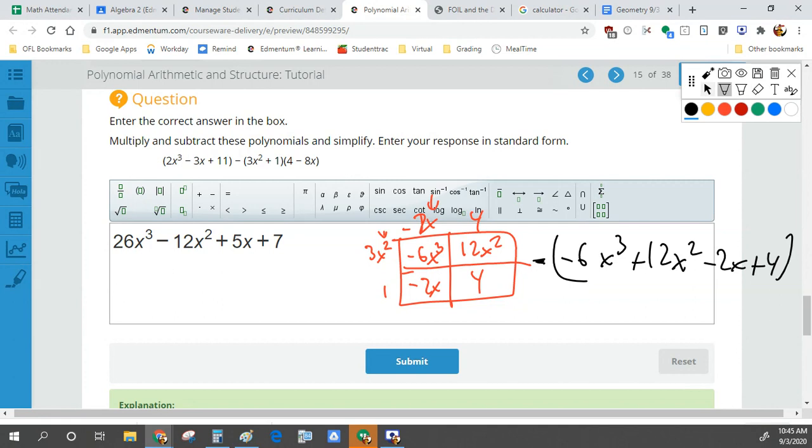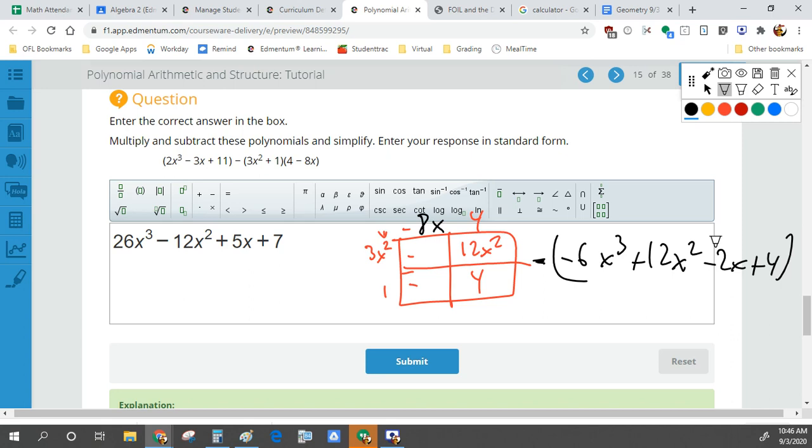Oh, this is an 8. I am so sorry, guys. This is an 8. I can't even read my own writing. I'm so sorry. So that's an 8. So these are all wrong.